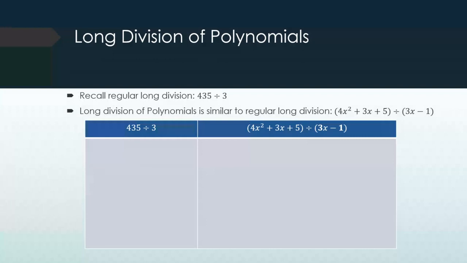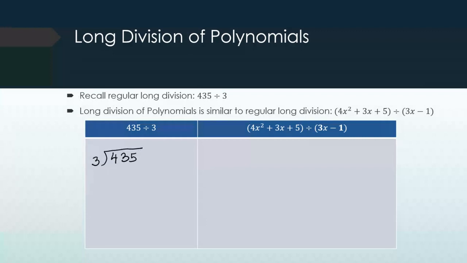Anyway, so long division of polynomials is similar to regular long division. So I'm going to do it side by side so you can see that the algorithm is essentially the same. So first I'm going to do 435 divided by 3. So I'm going to set it up.